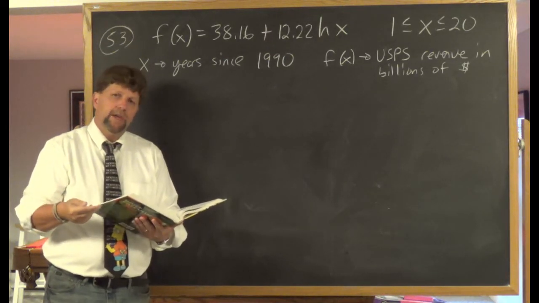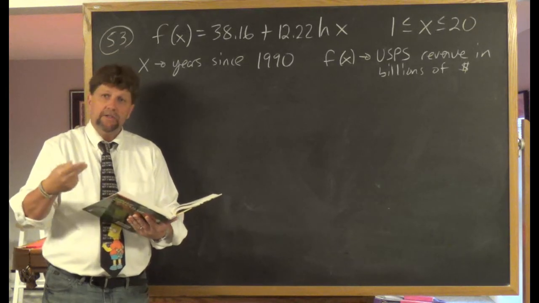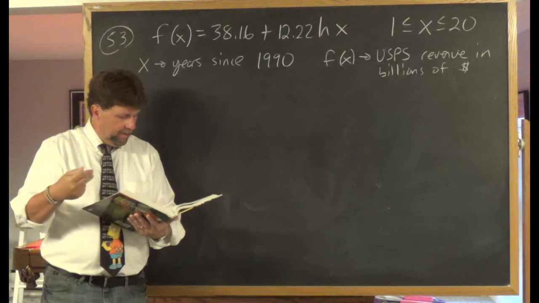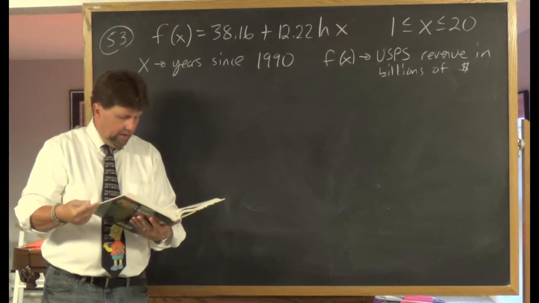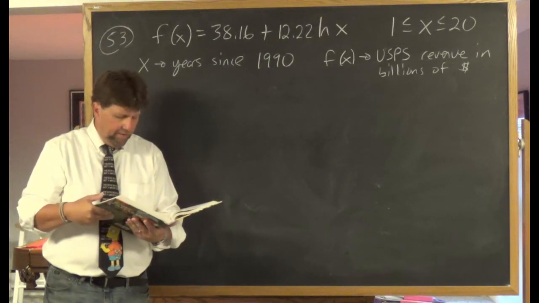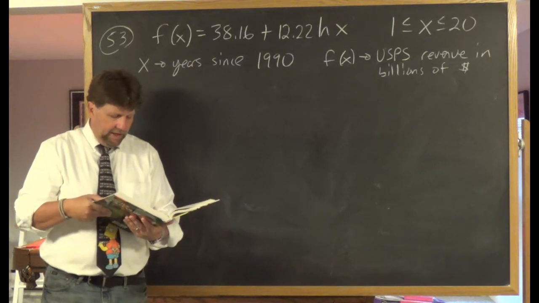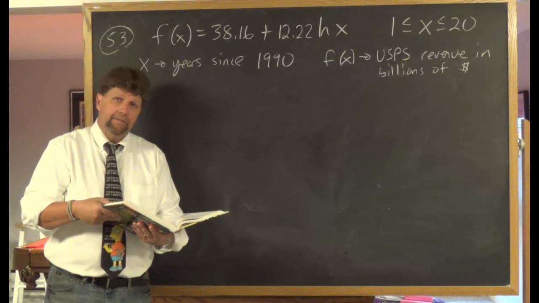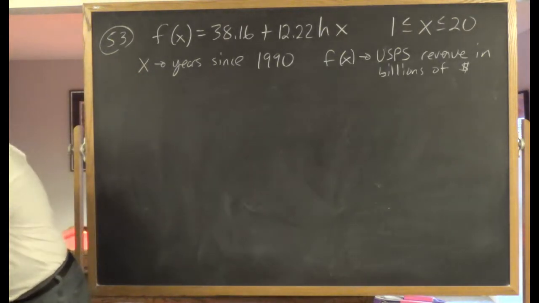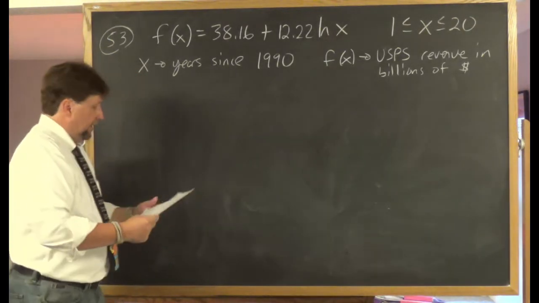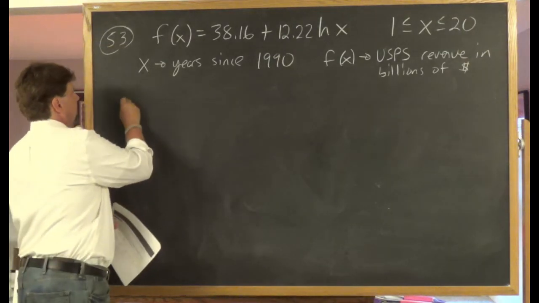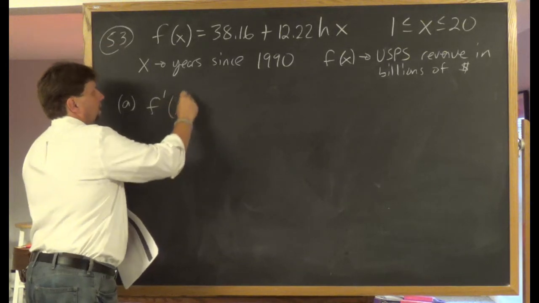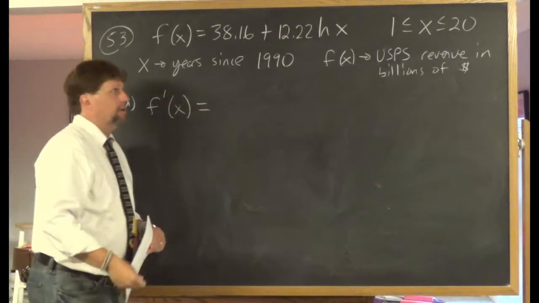You were asked to do two things here. In part A, you were asked to determine f prime of x, and then in part B, you were asked, according to the model, how fast was the USPS revenue growing in 2009 as compared to 1999. So here, let's get started. First, let's do part A. Part A was just simply, get the derivative. So hopefully this is old hat. It's becoming old hat by now.